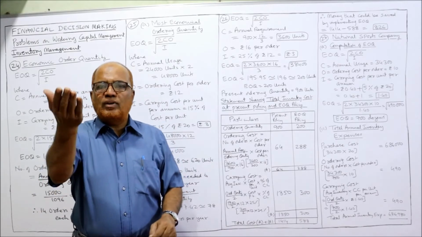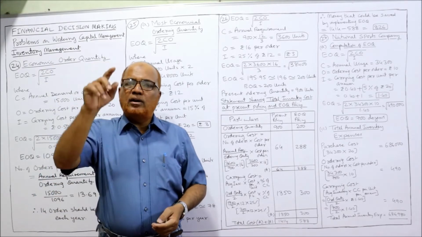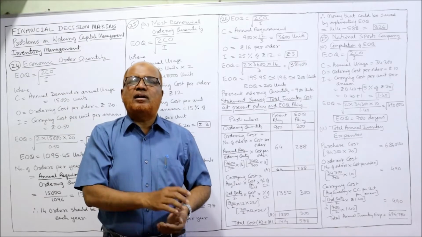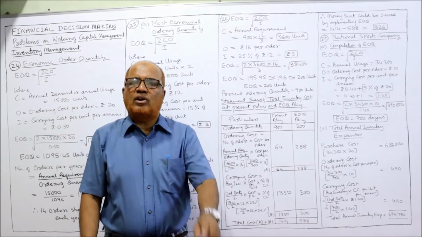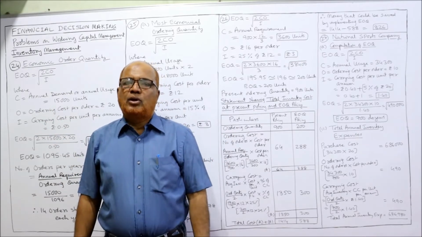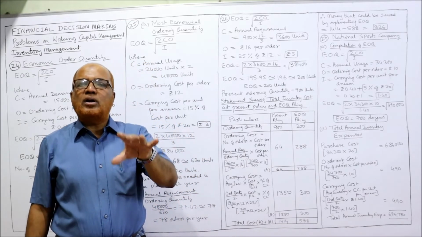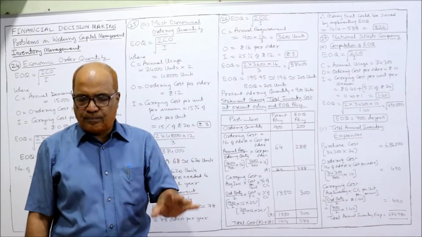The inventory cost will be more. So in order to minimize the inventory cost, we should not follow this policy. We have to follow the EOQ policy. So first of all, we will find out what the EOQ is, right? See here.